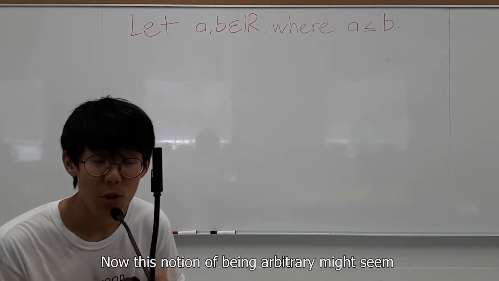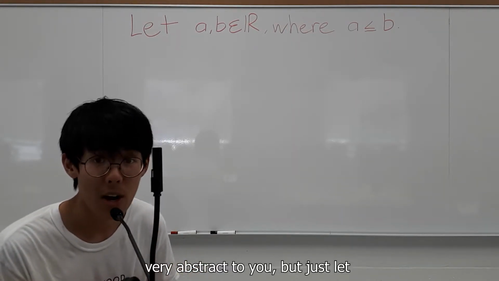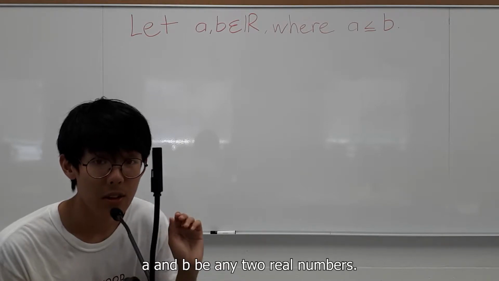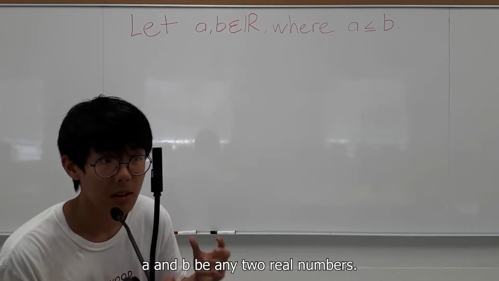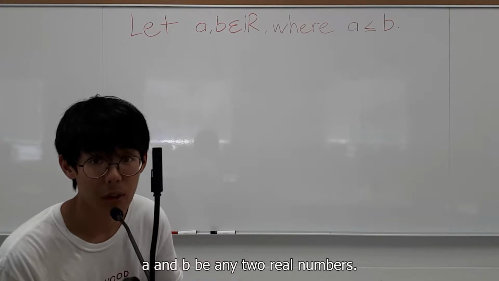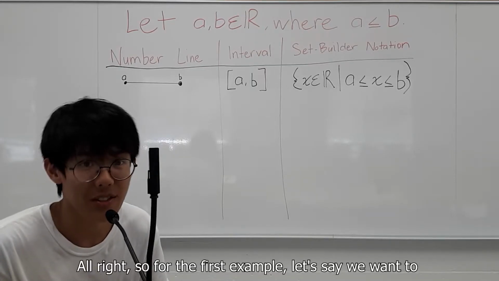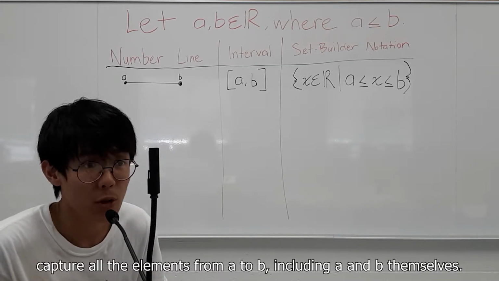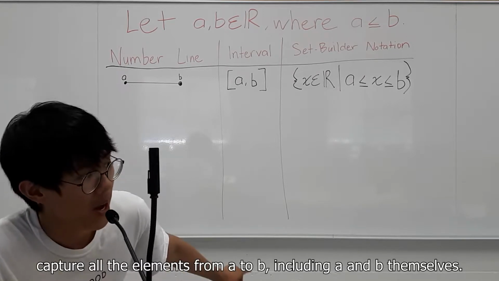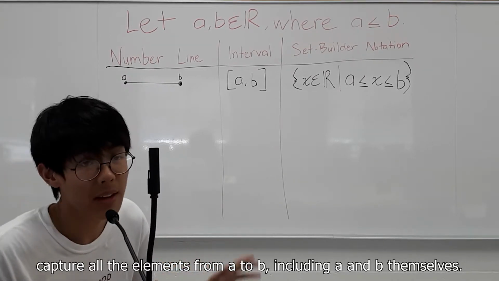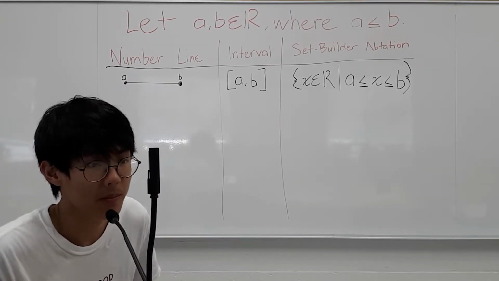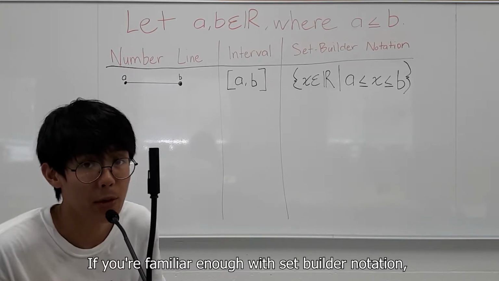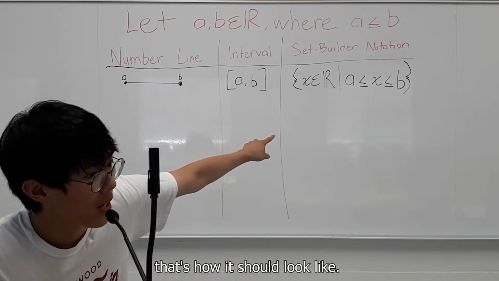Now, this notion of arbitrary might seem very abstract to you, but just let a and b be any two real numbers. Alright, so for the first example, say we wanted to capture all the elements from A to B, including A and B themselves. If you're familiar enough with set builder notation, that's how it should look like.